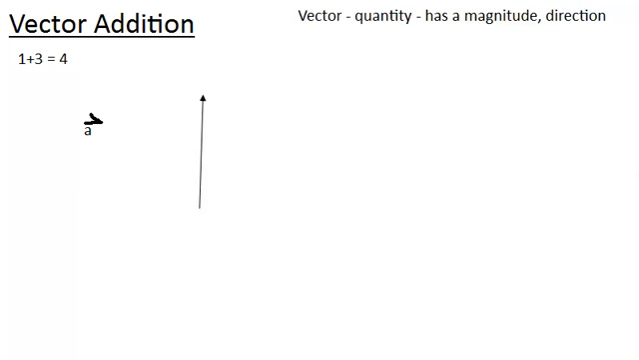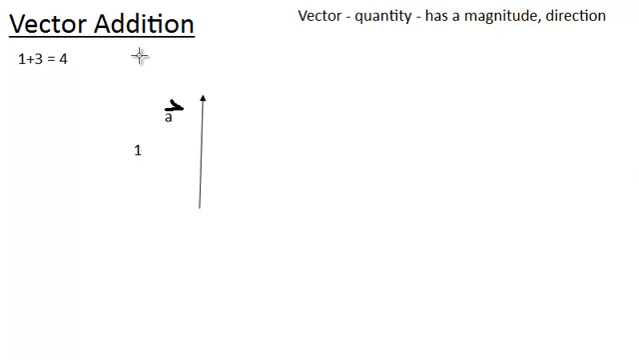Or in textbooks, you'll see this being used: a bold and italicized a or variable means it's a vector. But since we can't bold or italicize our hand-drawn letters, we use the arrow. So let's say that this arrow represents vector A, and let's say this has a magnitude of 1.